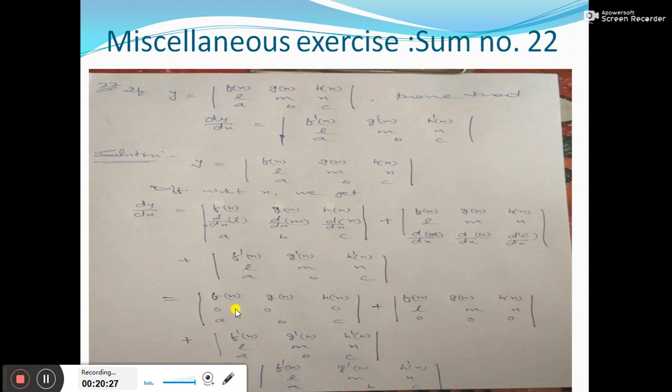In the first and second determinants, all the elements of the second row are 0 in one and all the elements of the third row are 0 in the other, and therefore their values are 0. We are left with only the third determinant, that is f'(x), g'(x), h'(x), l, m, n, a, b, c. I hope you understand this.